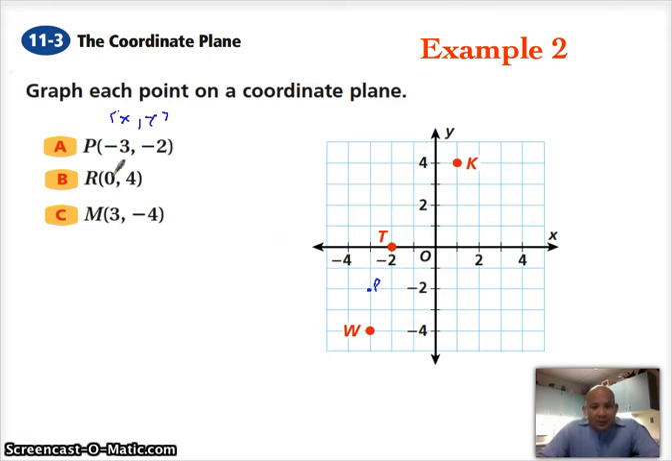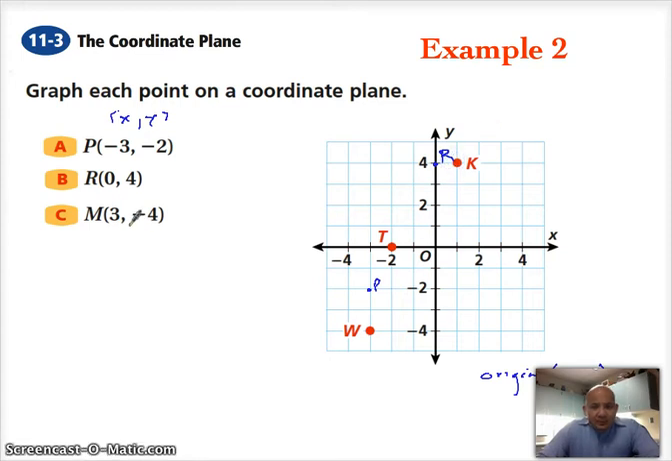For R, we have 0, 4 as the coordinate. So we begin at the x-axis. We don't go anywhere. We stay at the origin. The origin is 0, 0. Let me go ahead and write that down so we remember that as well. I might not have explained that. The origin is actually 0, 0. 0 on the x-axis, 0 on the y-axis. That's exactly where they intersect. So to go to point R, 0, 4, we go to 0 on the x-axis and then up 4. 1, 2, 3, 4. So it's right there. And that is point R.